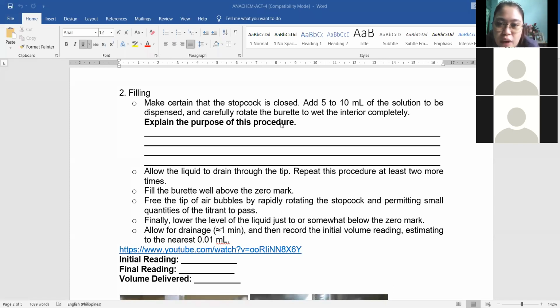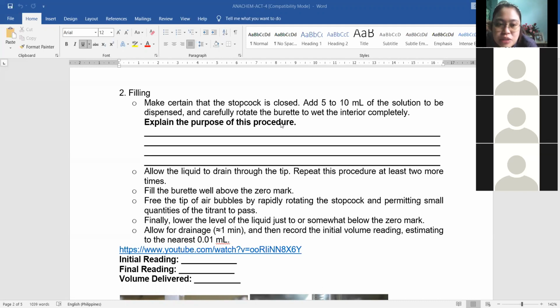But before that, you have to add 5 to 10 ml of the solution to be dispensed doon sa loob ng burette, and you have to rotate the burette carefully. At the same thing with the pipette, you have to wet the interior surface of the apparatus. So the first na gagawin ninyo is to explain why we have to wet the interior surface ng ating apparatus with the solution to be used. Okay? After wetting the interior surface, syempre you have to drain the liquid through the tip. You have to open the stopcock. And you have to repeat this procedure 2 or more times.